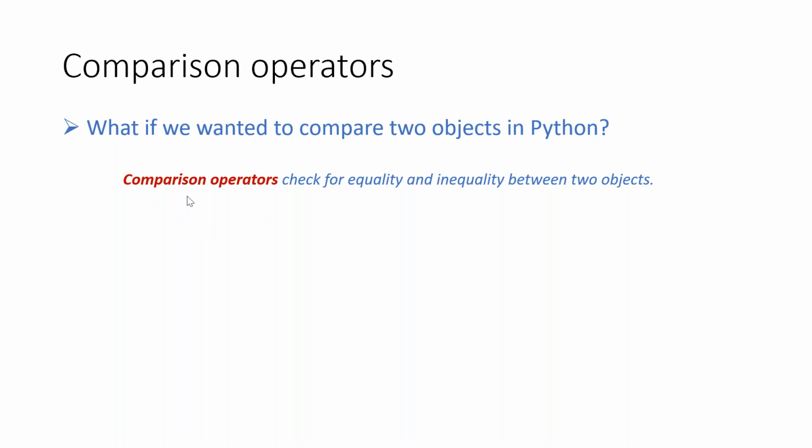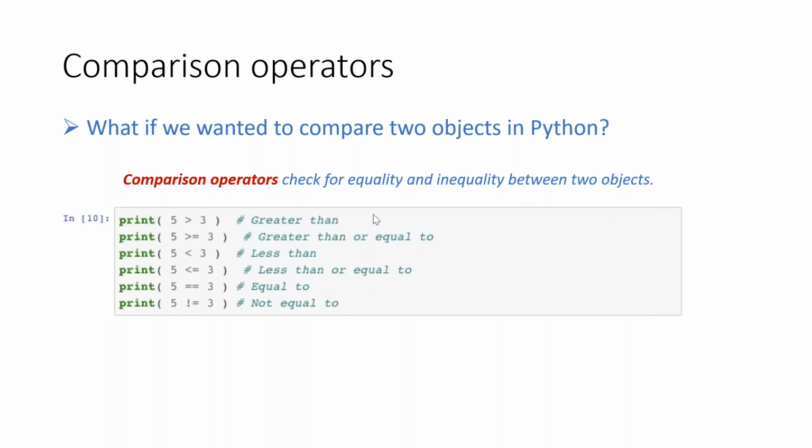Now there are other kinds of operators also which are very useful, and we call them comparison operators. They check for equality and inequality between two objects. Like print 5 greater than 3, greater than or equal to, less than or equal to, not equal to. These are all symbols, and these are the equality, inequality operators that can be used to compare two objects.